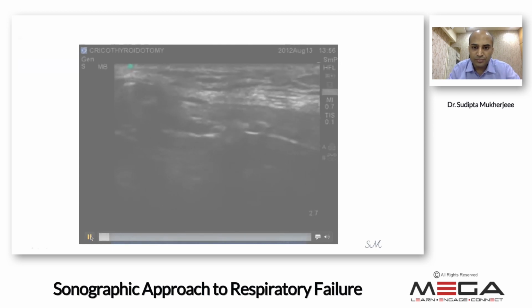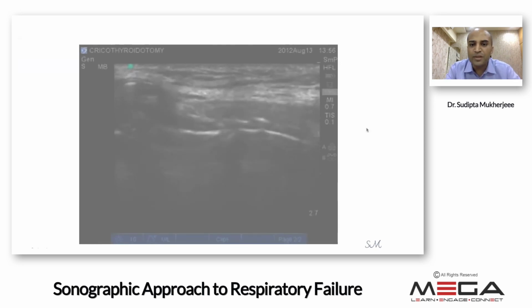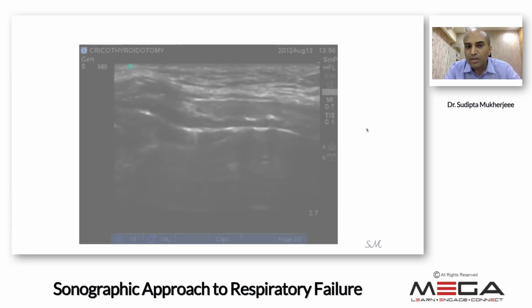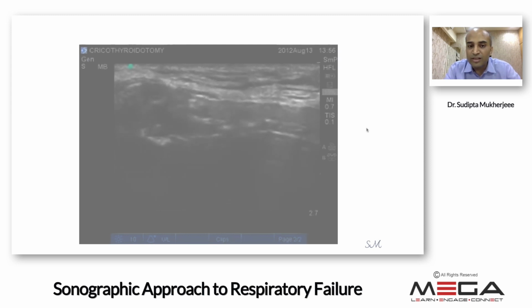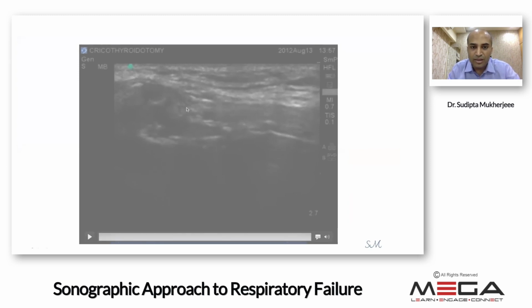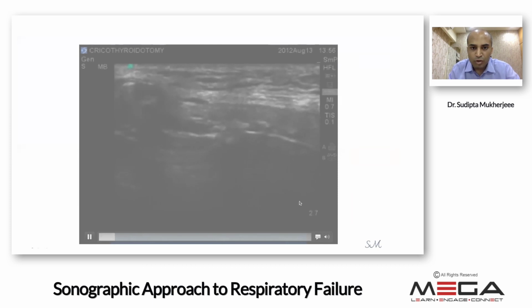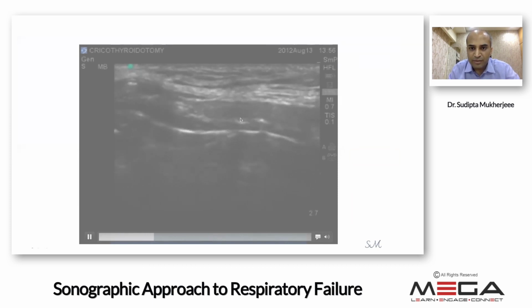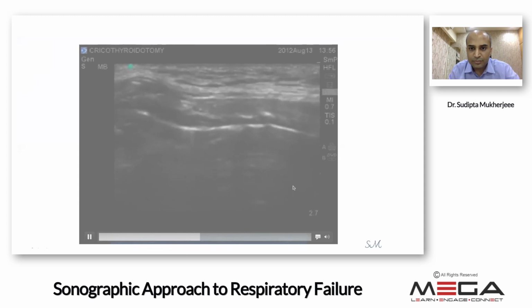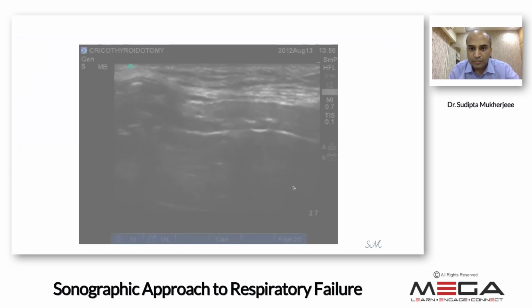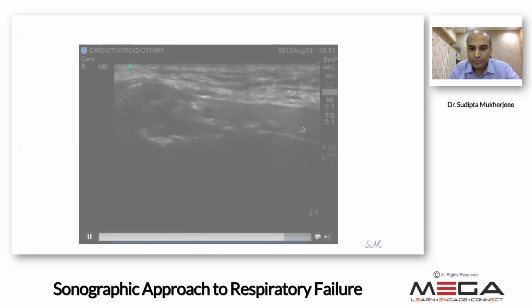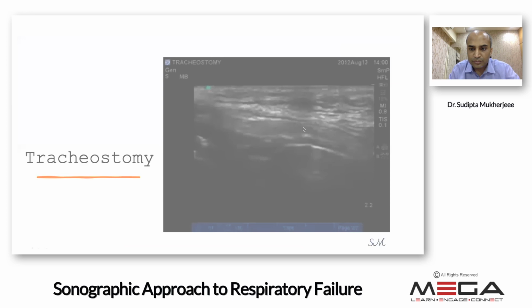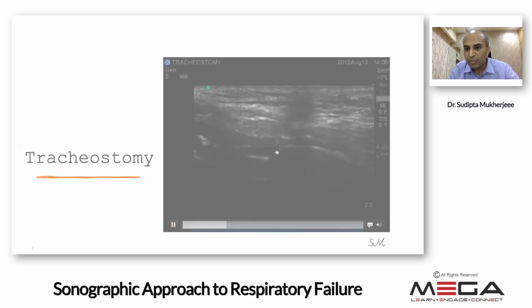This is a real-time picture. Just for training purposes, it has been done in the longitudinal manner. And most of the time, for cricothyroidotomy or tracheostomy, the needle puncture is done in the transverse view. In longitudinal, it is a little challenging because the angle becomes very steep, or you have to go lateral. You can appreciate the needle movement here. It will be better appreciated here. See, the needle is coming from here. Now here in tracheostomy, you can see the movement.